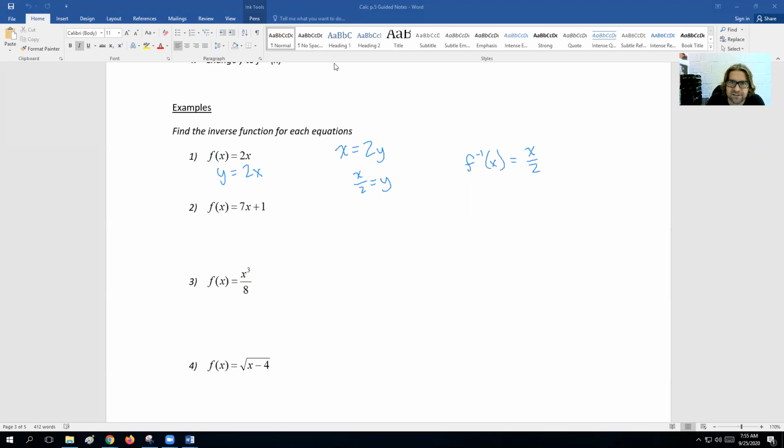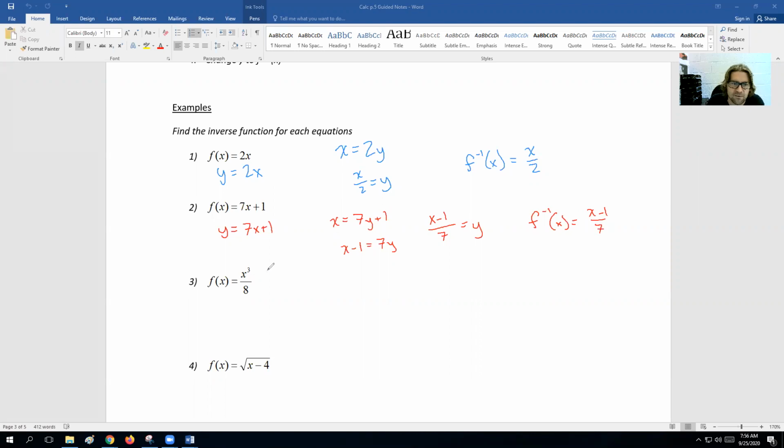Okay, we'll keep it going. If you guys ever want to pause this video, try some on your own, feel free to do that. Skip ahead. Here we go. Next one, we got y equals 7x plus 1. I'm going to change that to x equals 7y plus 1. So I would subtract the 1, then divide by 7, divide the whole thing by 7. And there we go. We got the y by itself. So the inverse function of f, I lost my drawing tool there, is x minus 1 over 7.